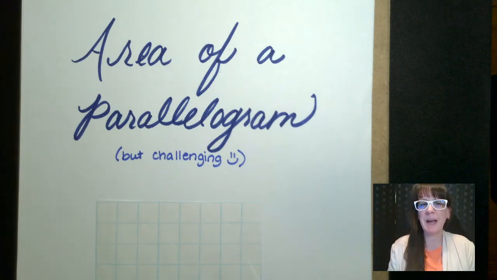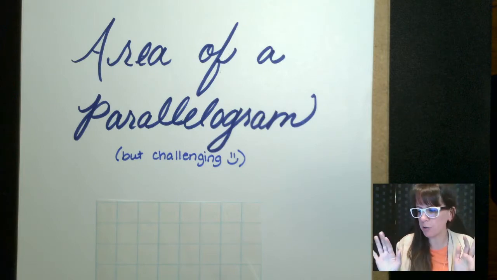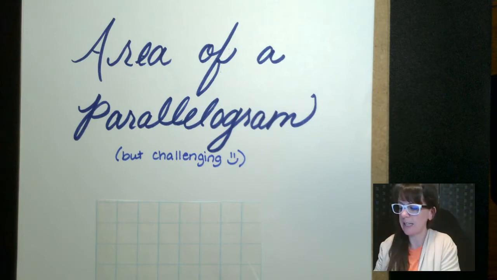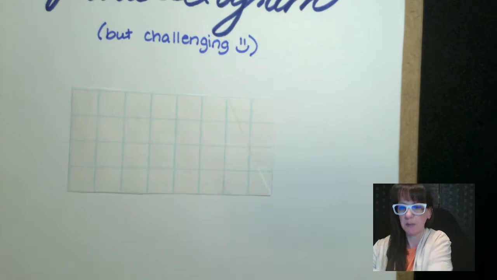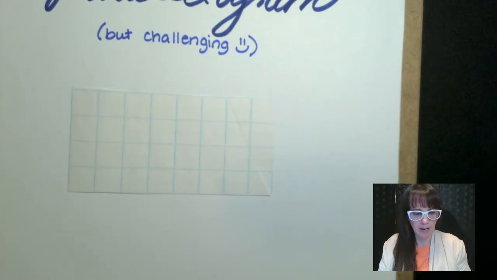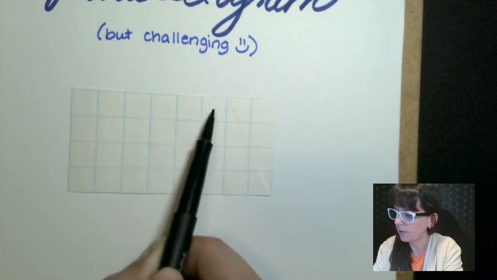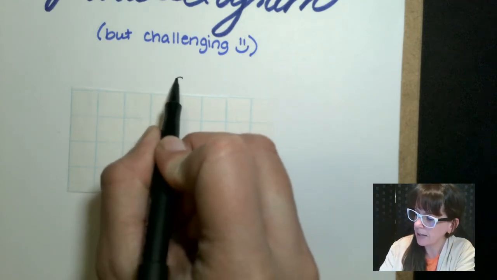Hi friends, welcome back. We're talking today about the area of a parallelogram, except a little bit extra challenging here. Okay, so what we're gonna do is take a look at this parallelogram that I have here. Let me get in a little bit closer so you can see. We have 1, 2, 3, 4, 5, 6, 7, 8. I called this a parallelogram, but I actually didn't mean that. I meant a rectangle. So this is 8.